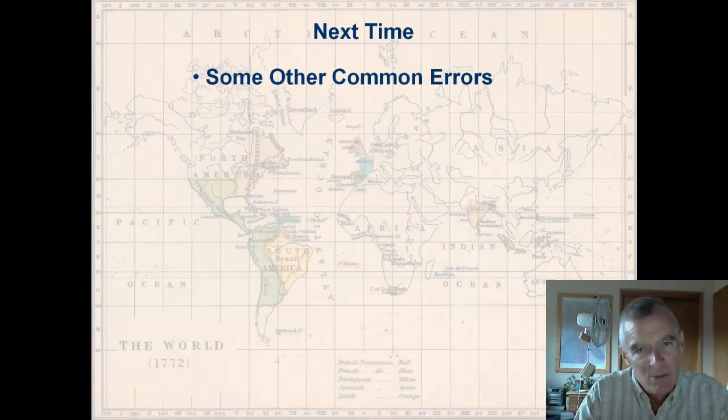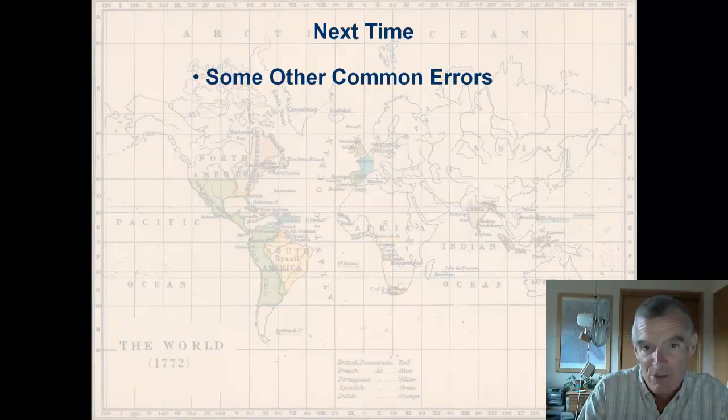Next time I'm going to talk about 2 other things that are considered errors, but they're really not errors so much as they are improper thinking about the way the data is being communicated or the information is being communicated to you, or improper thinking about the way that you make your map and the message that you're trying to send.